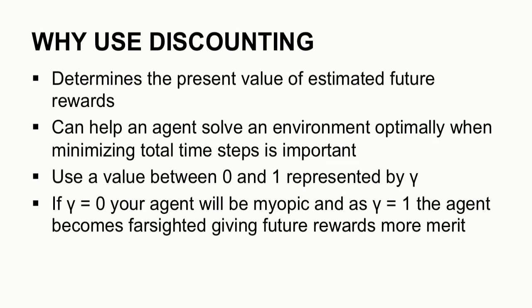We represent our reward discounting by the symbol gamma. For gamma, we'll use a value between 0 and 1. If gamma equals 0, your agent will be myopic, or simply put, short-sighted. As gamma approaches 1, the agent will become more farsighted, giving potential future rewards more merit. Before, we were always using a discount of 1, but now we will want to use discounting so our agent gives slightly more merit to its immediate rewards.